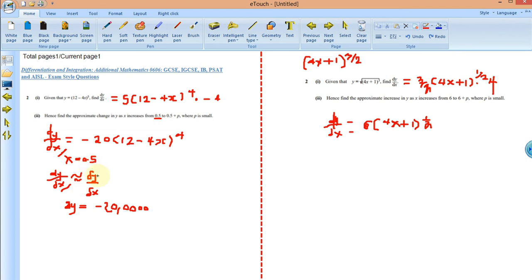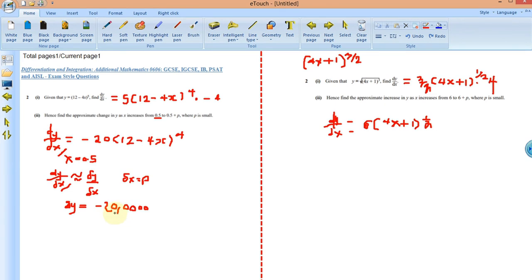As x equals this now, delta x is p. That is no change in x. And don't forget that I cross multiply. So this one multiplied by this. So delta y by delta x is, sorry, dy by dx is this one here when x equals 0.5, then times small change in x, and small change in x is p. So this is your answer here.